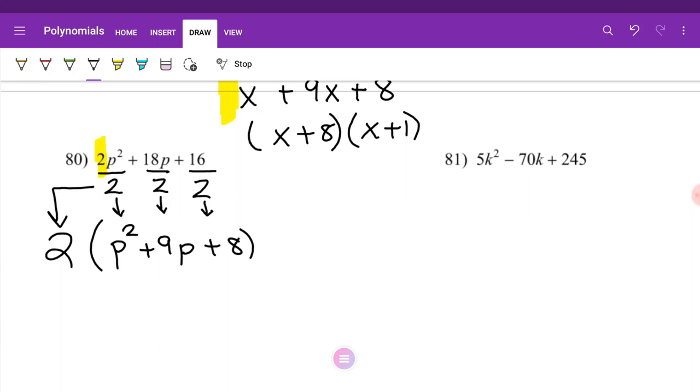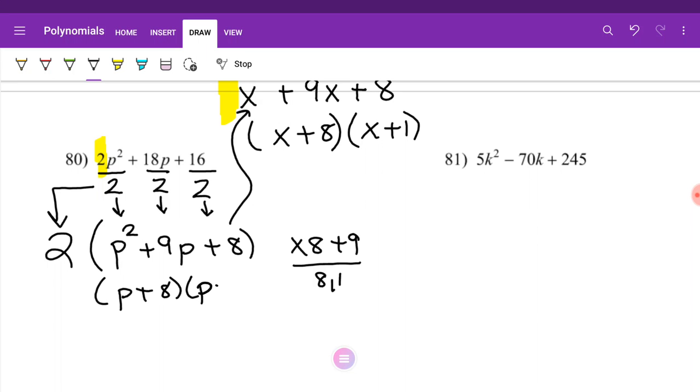Oh my goodness, you guys, I did not do that on purpose, but look, it's the same one, right? Different letter, same numbers. So we have to figure out what multiplies to 8 but adds up to 9. Well, that was 8 and 1. So p plus 8, p plus 1, stick the 2 in the front.